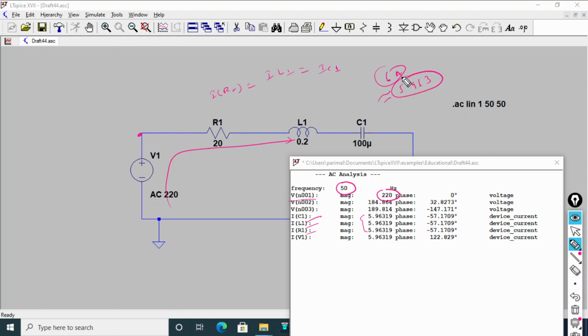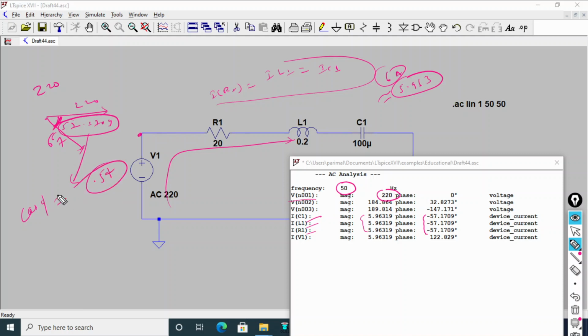This is the current that we are going to get, and it is lagging the voltage of 220 volt. See, the voltage has phase angle 0. The current will be the same, 6 ampere, with the angle of 57.1709. This is 220 volt and this is 6 ampere. The current is lagging by 56.1709, and what will be the power factor? If you take the cosine of this angle, it gives you 0.54. So this is the power factor at which this circuit is operating.